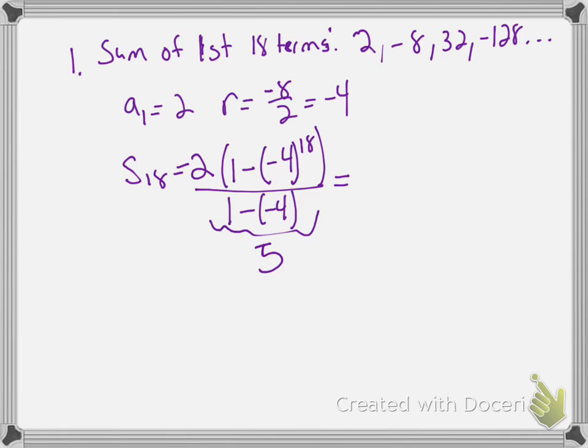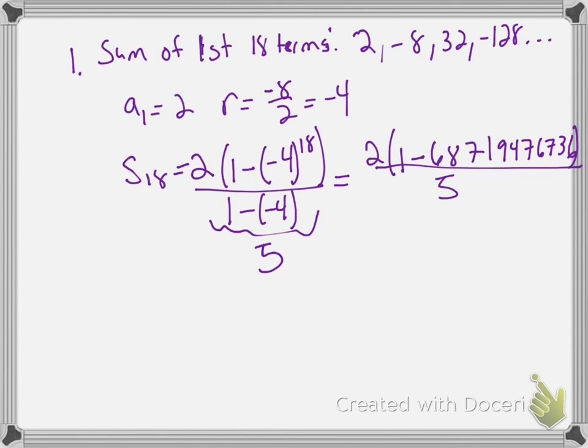A really big number. Okay, so we have 2 parentheses of 1, and then this becomes minus 68,719,476,736, all over 5. Okay, so let's do 1 minus that.